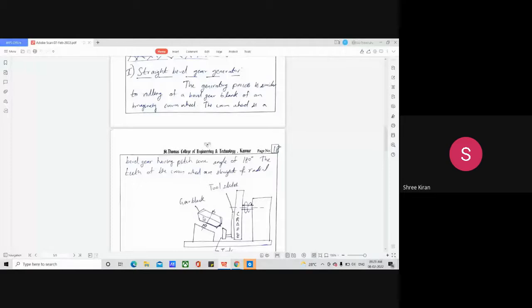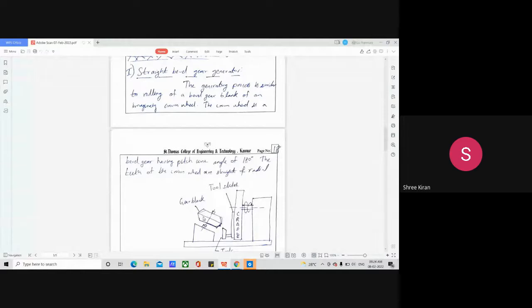So what happens is the blank is given a rolling motion. Two straight cutters are held. This is where the arbor is used. That's what happens in the case of a straight bevel gear generator.